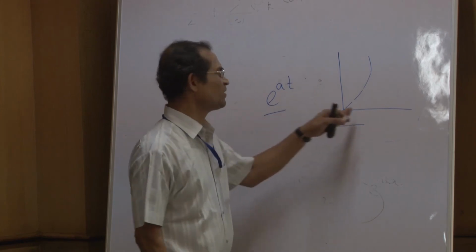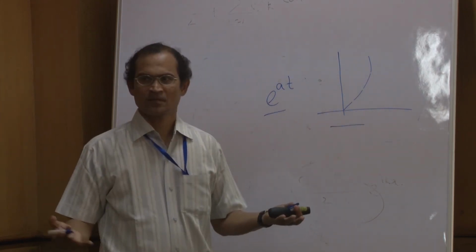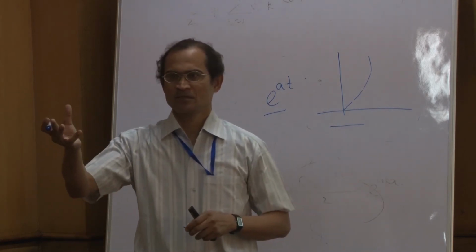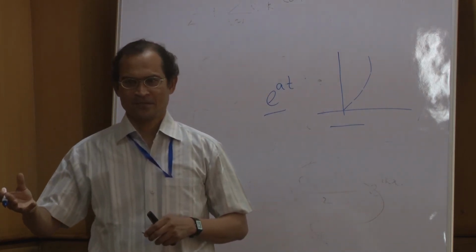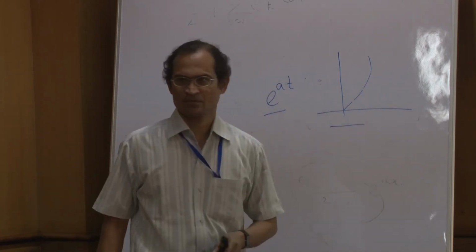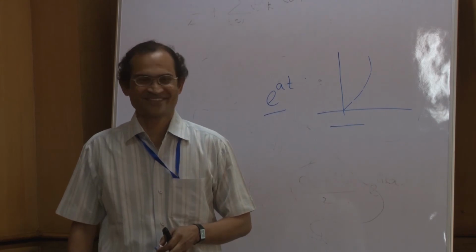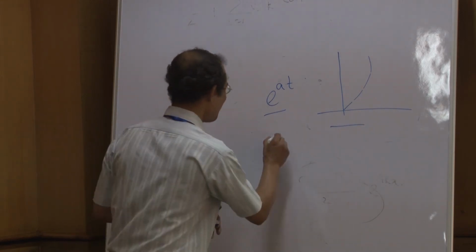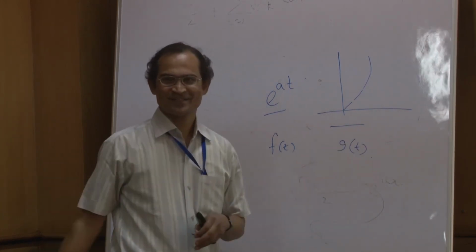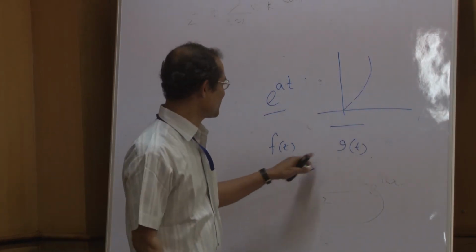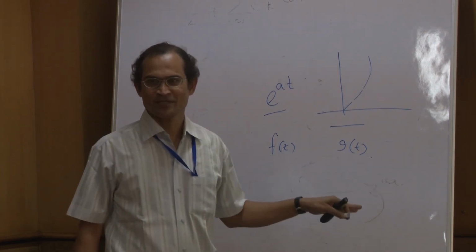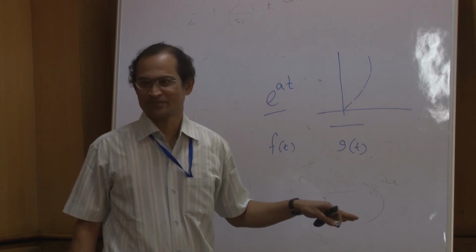Why? Because the integration of these two is the same. A finite number of point discontinuities have zero area. So the inverse transform can map to either this or this. So f(t) and g(t) can have the same transform and can have two different inverse transforms.